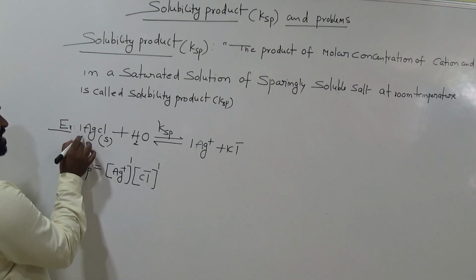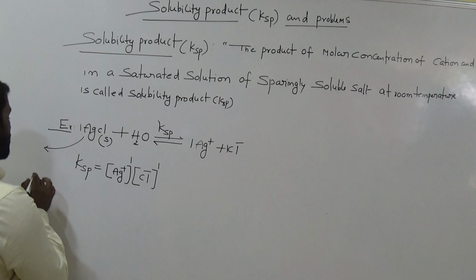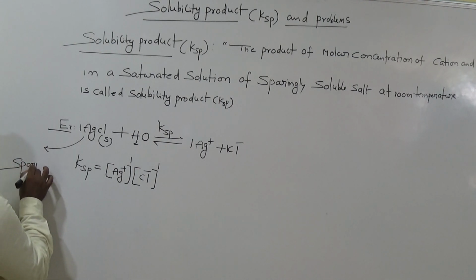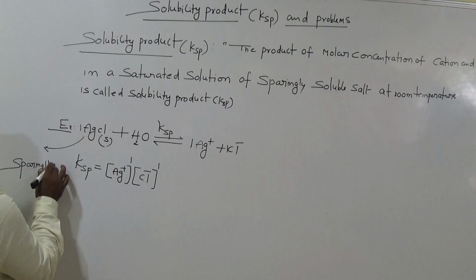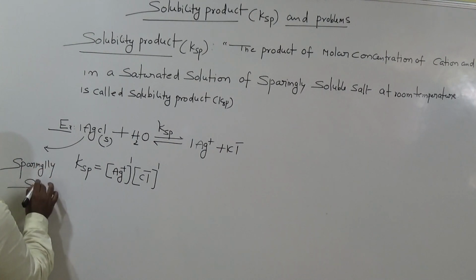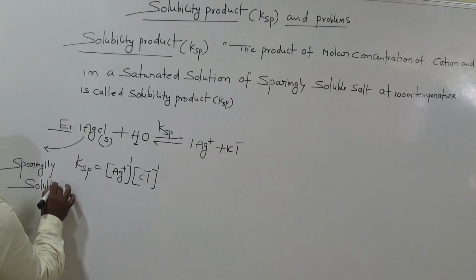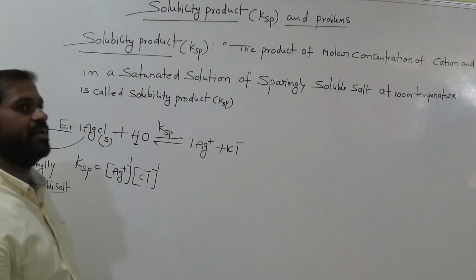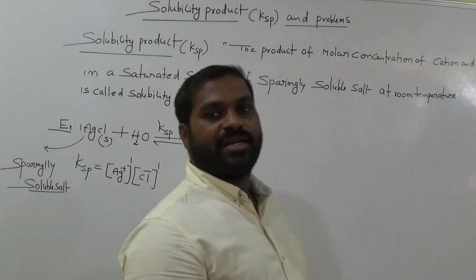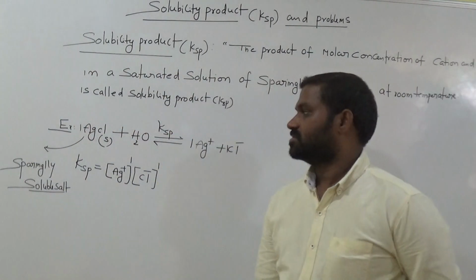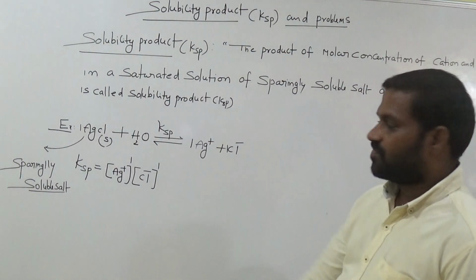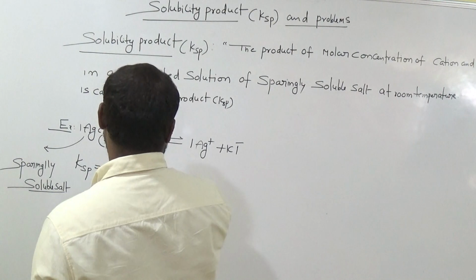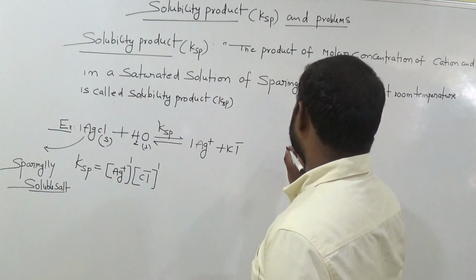Now here AgCl is a sparingly soluble salt. Is it clear, everyone? Is there any doubt up to here? Okay. So for solid, molar concentration is 1. It is also 1 for pure liquid. Now example 2.